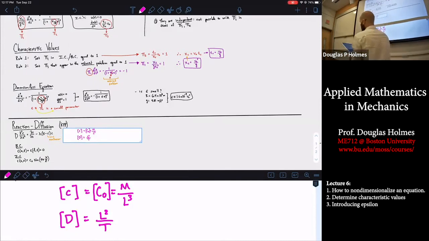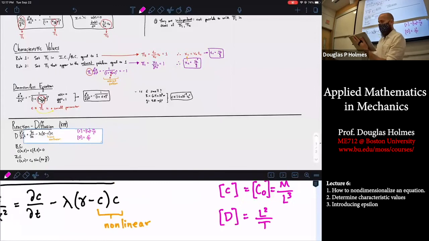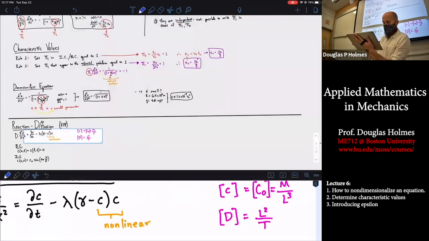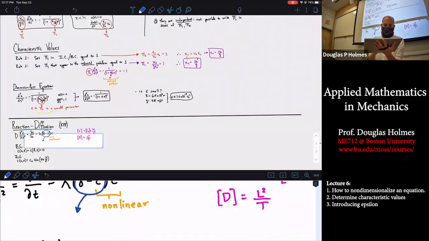In the parentheses here, I have gamma minus c. If I'm subtracting gamma from c, then gamma has to be of the same dimensions as c. So this implies that the units of gamma have to equal the units of c, otherwise you can't subtract the two. And that leaves us figuring out what lambda is.